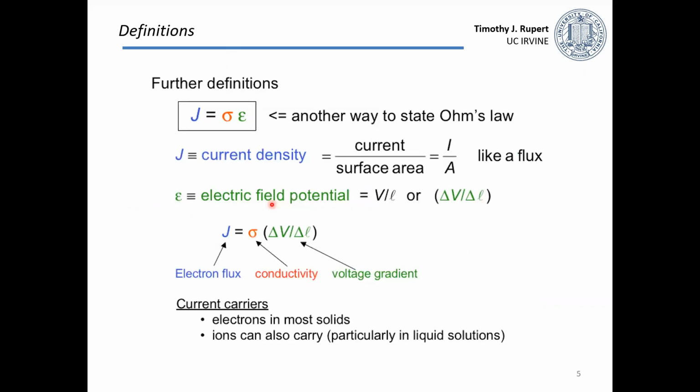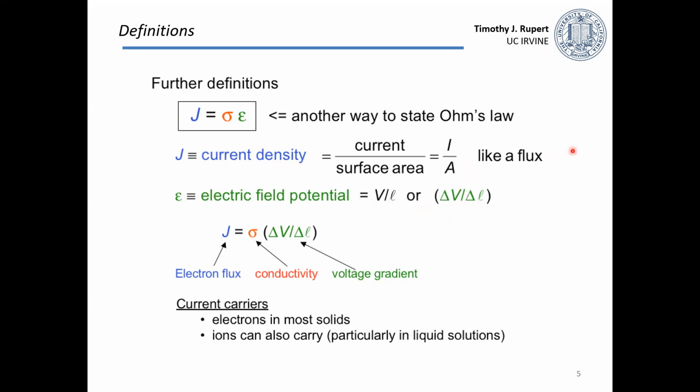Another way to state Ohm's law is shown on this slide. We can express the current density, which is current divided by the surface area, so I over A, those equations we talked about, as being equal to the conductivity multiplied by something called the electric field potential. This isn't all that crazy. It's just how much the voltage drops over the length of that piece through which it's going. Okay? So just a different way of reformulating that equation. And if you plug in all those intermediate equations, you can move back and forth between them.